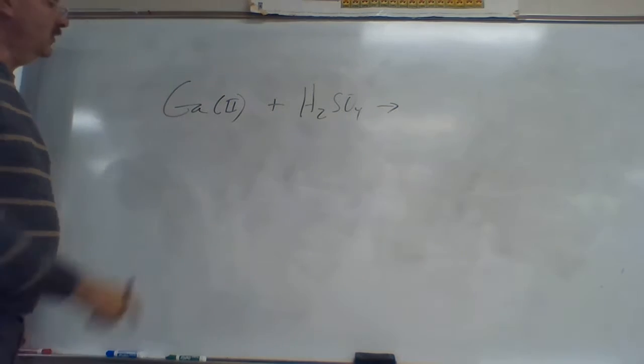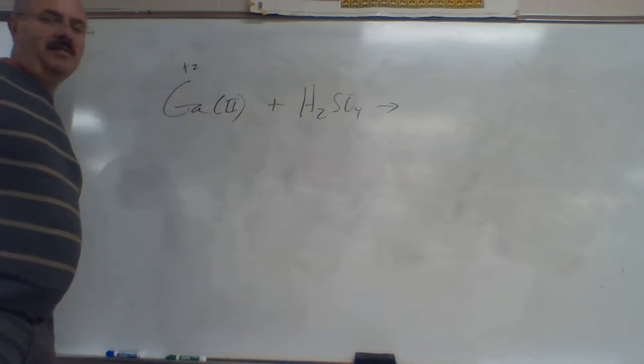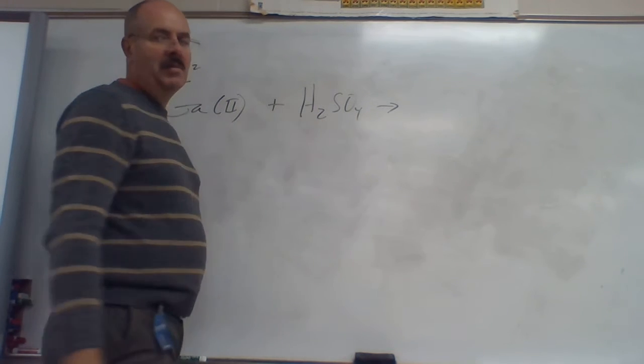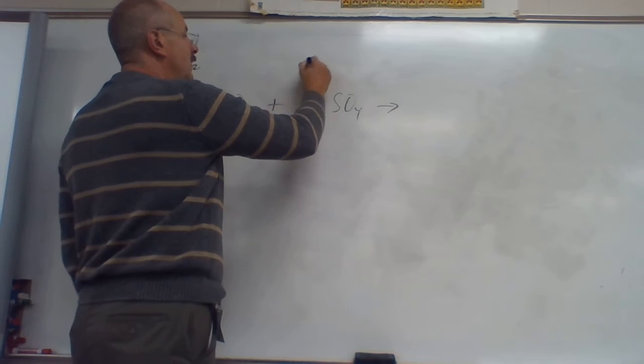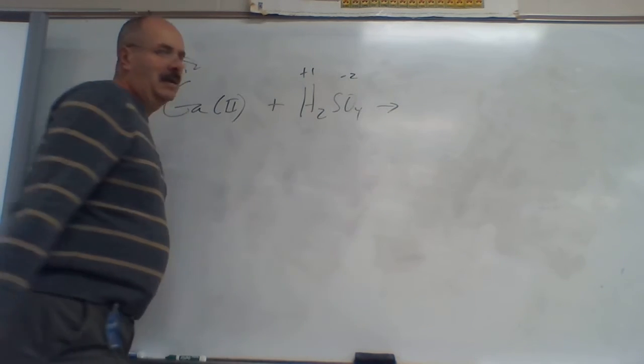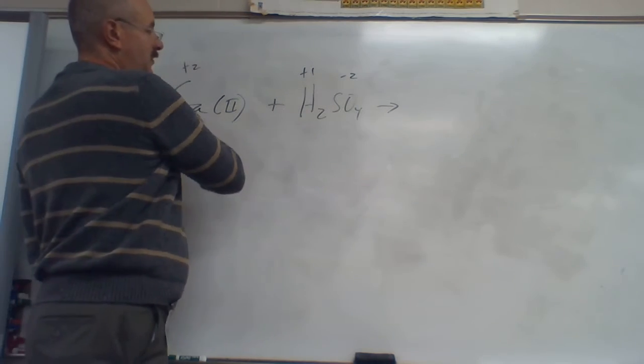Alright, so I look at this guy that's all by himself and go, what charge would he have? Well, we got Roman numeral 2, so he'd be a positive 2. So that means he's going to kick off the positive piece of this. Well, remember, the positive piece is always the first one. There's my positive piece. This SO4, that's from the polyatomic ion page, and he's a -2. So these two guys are going to trade places.